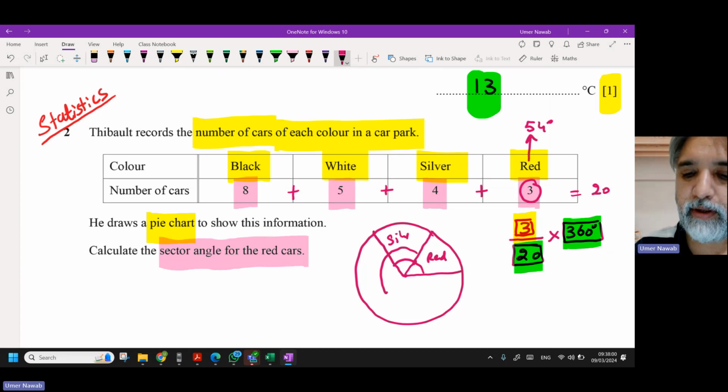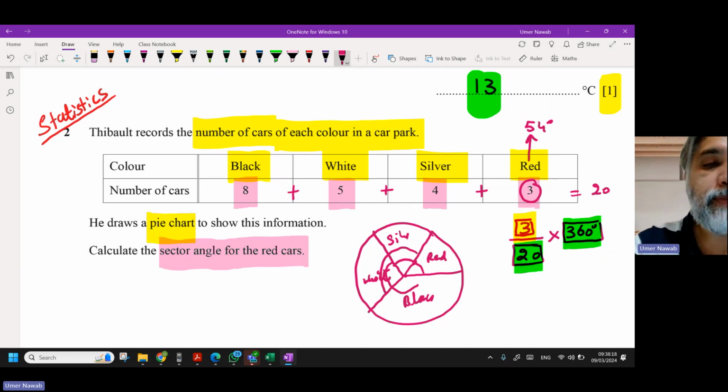So this is silver. Then place your protector here, okay? The 0 degree should be aligned with this line. And then you check how much angle. If it is like this, okay, so this is going to be represented by white, and the last sector which is left to you, that is black.